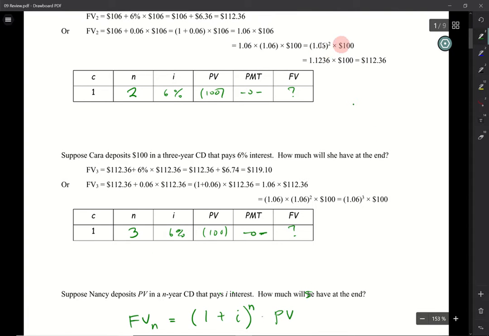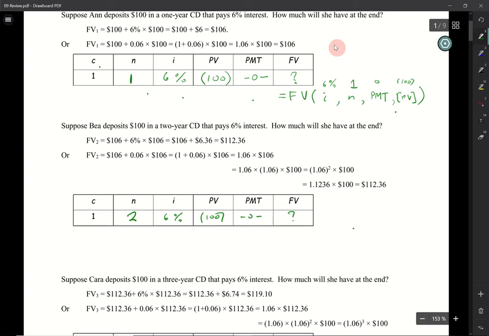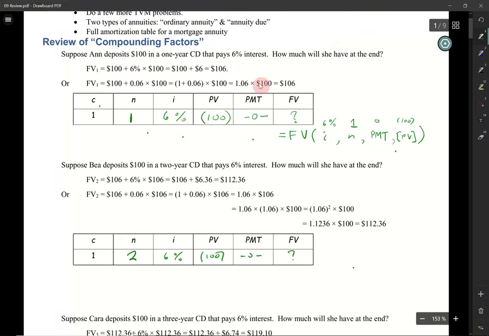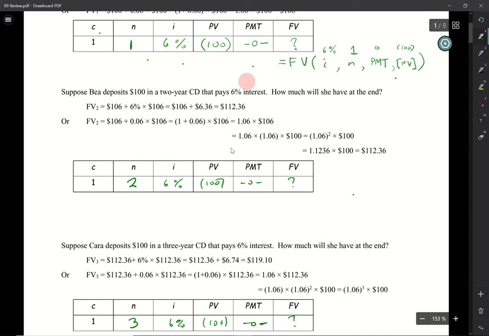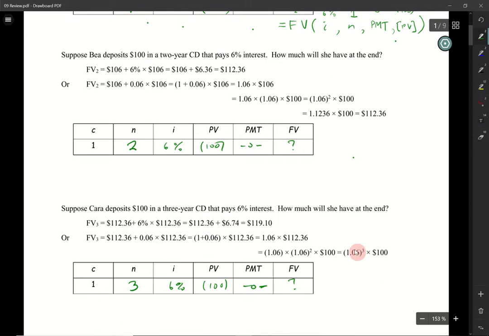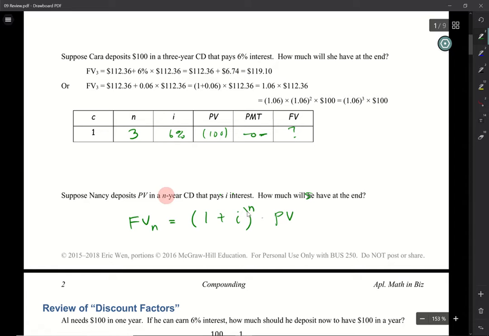Okay, so we're just taking this formula or this relationship, and we're extending it. Here the power is 1: 1 year, the power is 1. Here it's 2 years, so it's squared. 3 years, it's cubed. So n years, it's n. Okay, so this is the basic formula, right?